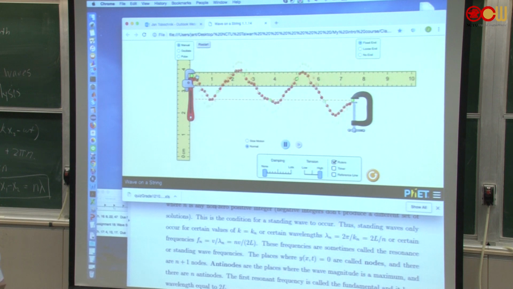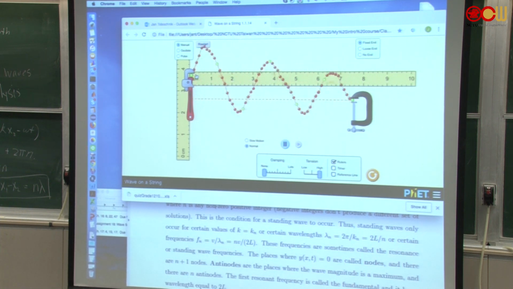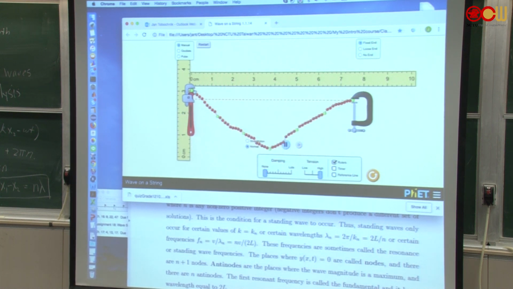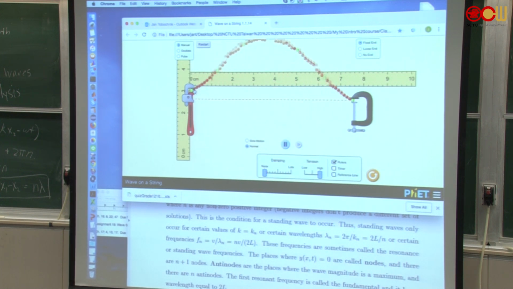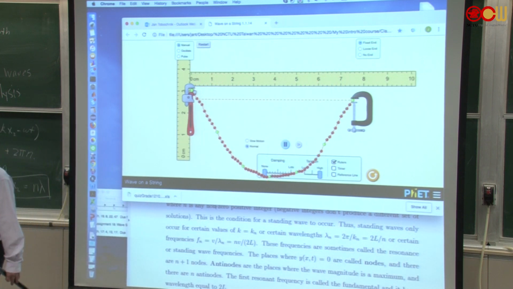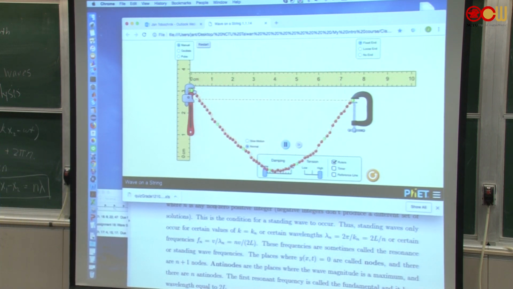All right, let's see if I can get it down to a fundamental. So here is like a fundamental. All right, so there's the standing wave fundamental. All right, everybody see it? So the reason why this is better doing it manually is because this is fixed. All I got to do is excite it, get it going, and then it's okay. All right, so that's the first one.